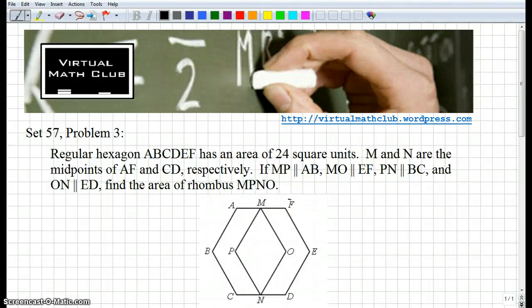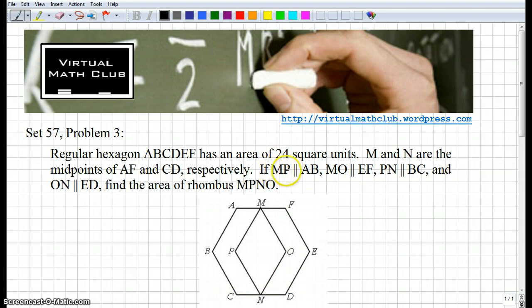Regular hexagon ABCDEF has an area of 24 square units. Okay, so here's our hexagon here, and we know it's 24 square units. M and N are the midpoints of AF and CD. Alright, so here's M, which is the midpoint of AF, and N, which is the midpoint of CD.